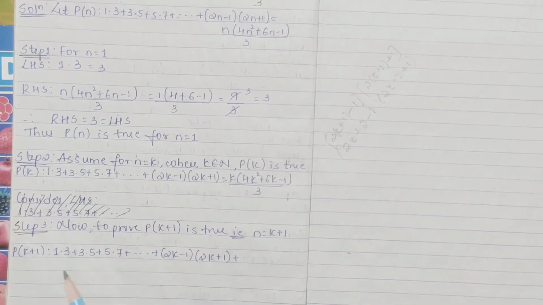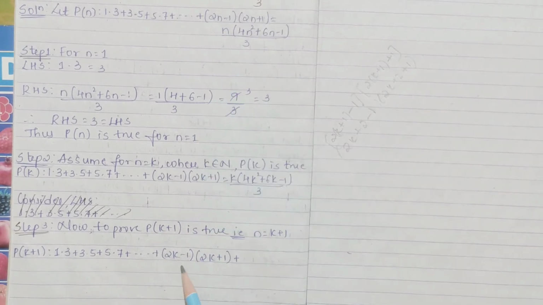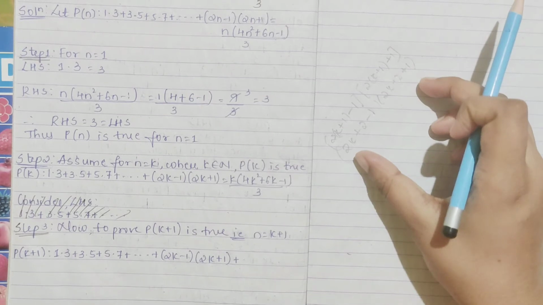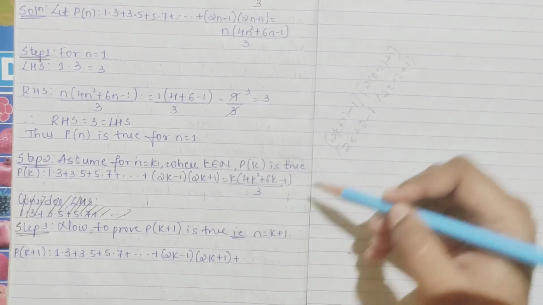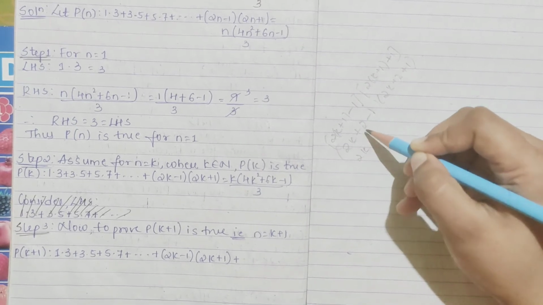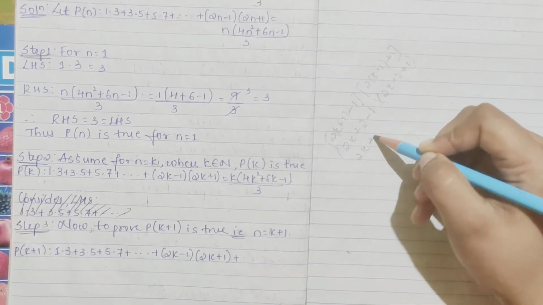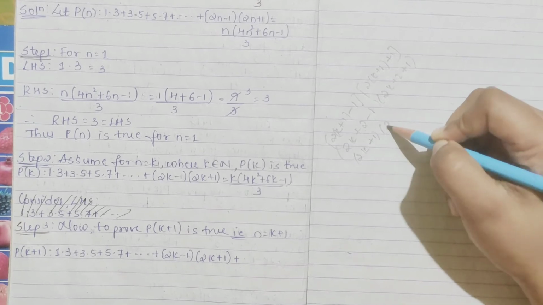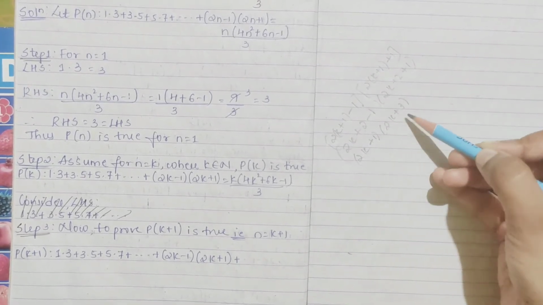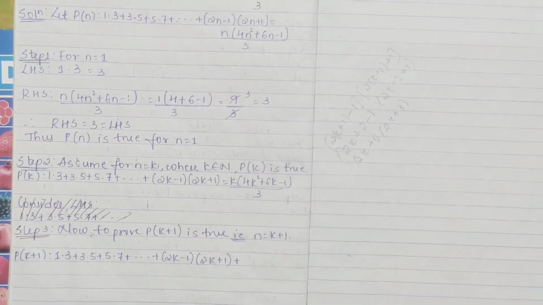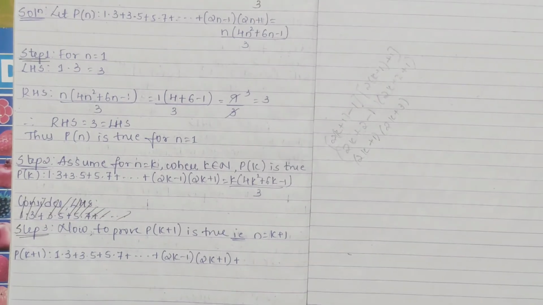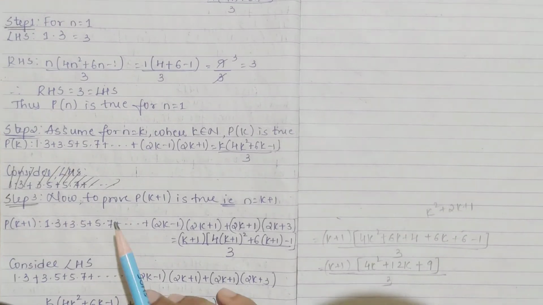Your next step I am telling, up to here it will be 2k minus 1, 2k plus 1. So your next step will be what? The next term after this, right? So in place of n you have to put k plus 1. So it will be 2k plus 2 minus 1, which is 2k plus 1, plus 1, and here it will be 2k plus 3. So the next step here is 2k plus 1 and 2k plus 3. Next is your step 3.